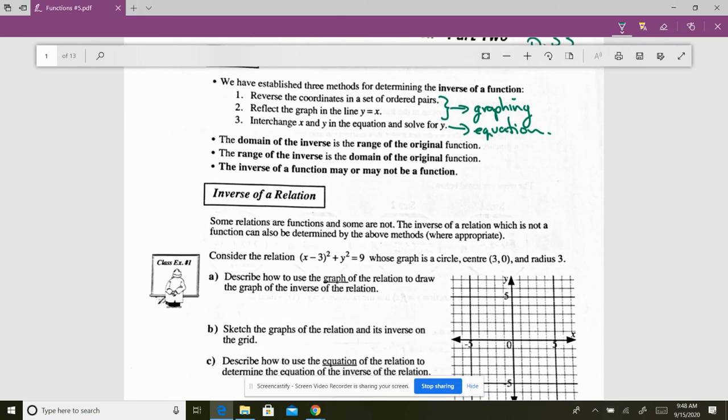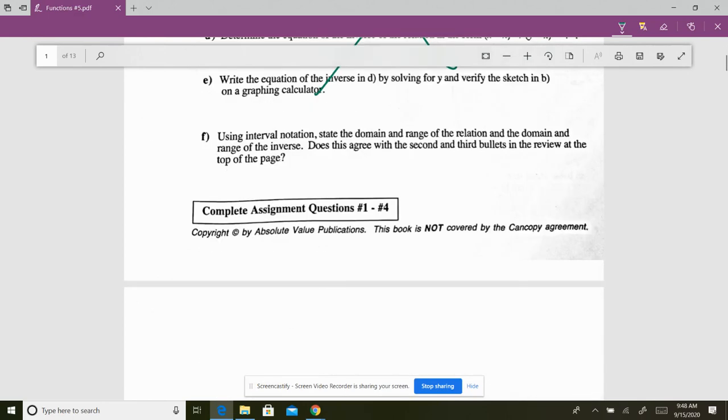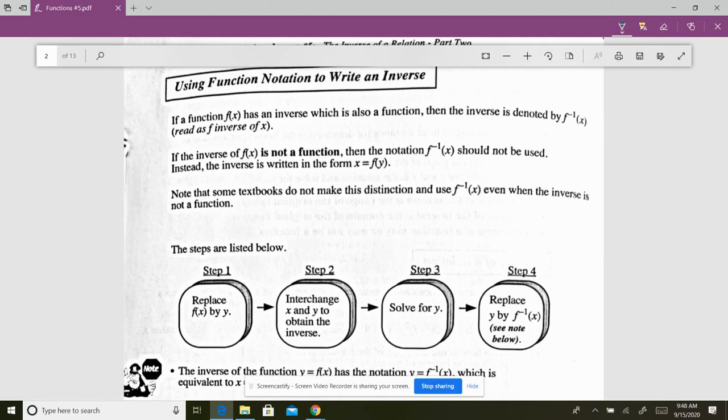So normally I would do this page, but we can kind of cover it in the next page. So I'm gonna skip through that. I'm gonna look at some inverse notation here on the next page.